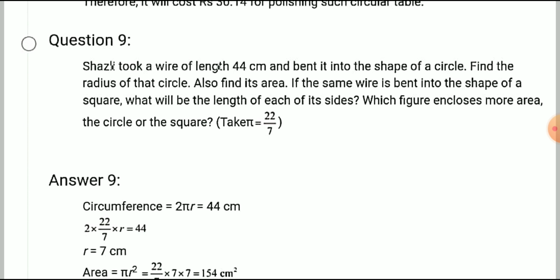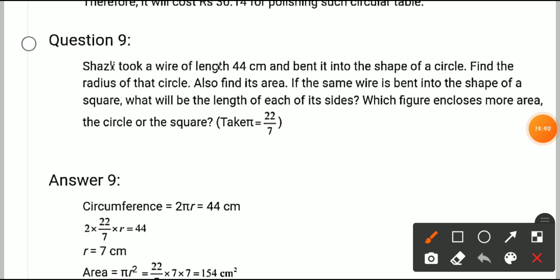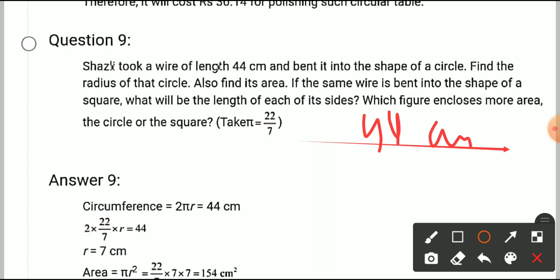So with the same method, first there is a wire, whose length is given as 44 centimeter, and this wire is bent into the circle. Then the same wire is bent into the square.